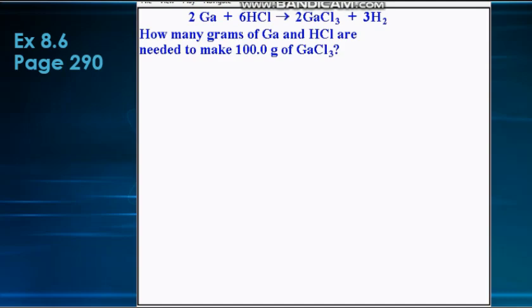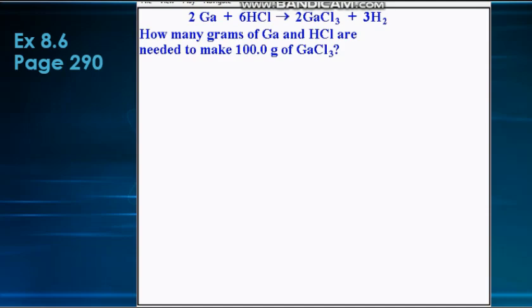I need to figure out the mass of Ga and the mass of HCl necessary to make 100.0 grams of GaCl3. How in the world am I going to do that? Well, the first thing I have to realize is I can't do anything with a chemical equation unless the quantities I'm working with are in moles. Grams don't mean anything to a chemical equation. The chemical equation gives you the relationship between each substance in terms of moles. So when I have grams, the first thing I have to do is convert to moles. And we know how to do that. We look at the periodic chart.